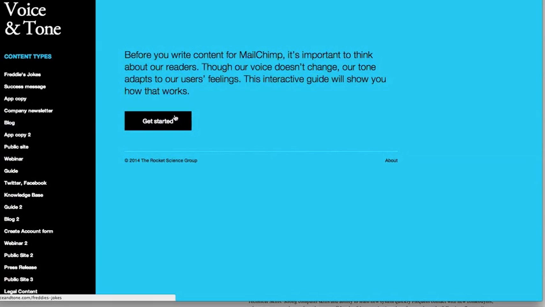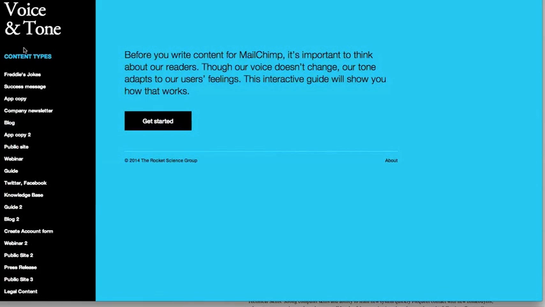MailChimp is fun, I mean, their logo is like their mascot's a monkey. It's a fun, excited, friendly, young, hip organization represented by this cartoon monkey. I mean, cartoon monkey, I feel like sums up the voice very well. The voice you would expect from a playful cartoon monkey.